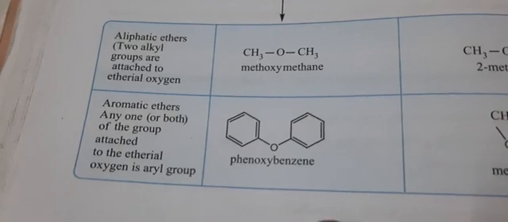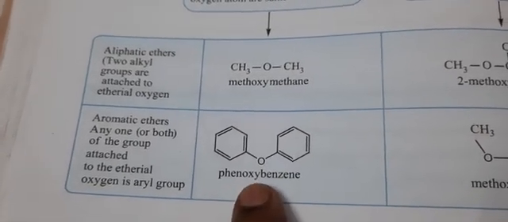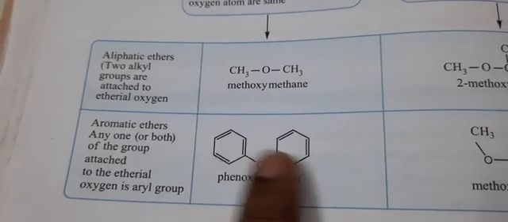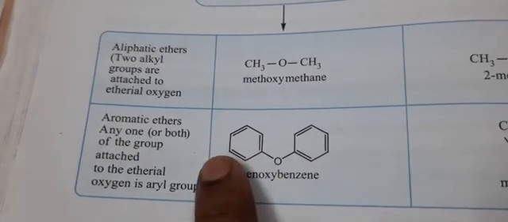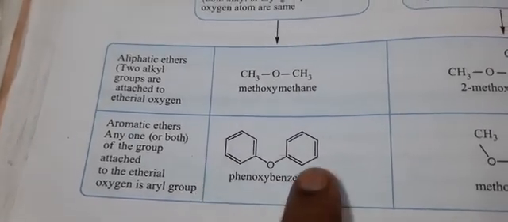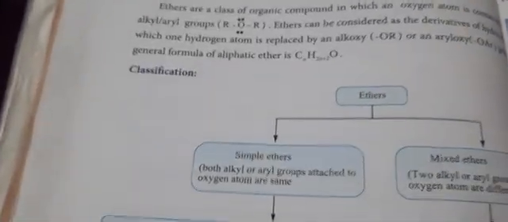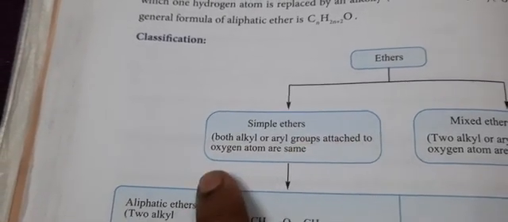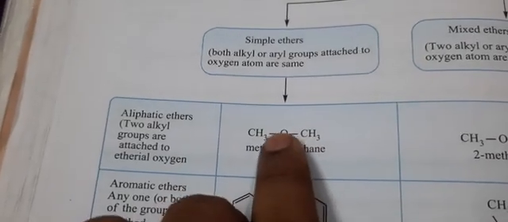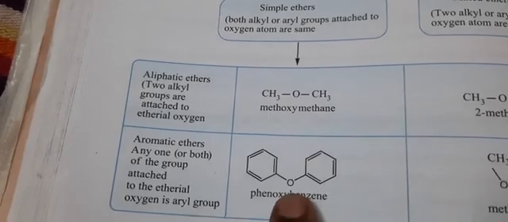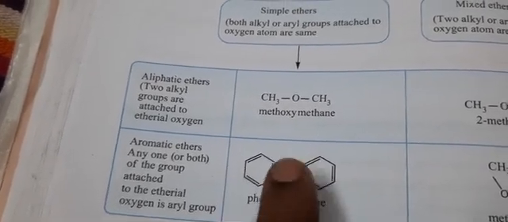Another example, phenoxybenzene. In this example also, oxygen is attached with two benzene rings. Here also one benzene ring, here also one benzene ring. Here also oxygen is attached with two same benzene rings. So this is called a simple ether. So simple ether means what? Both alkyl or aryl groups attached to the oxygen atom are the same. Here also two alkyl groups are same, here also two alkyl groups are same.